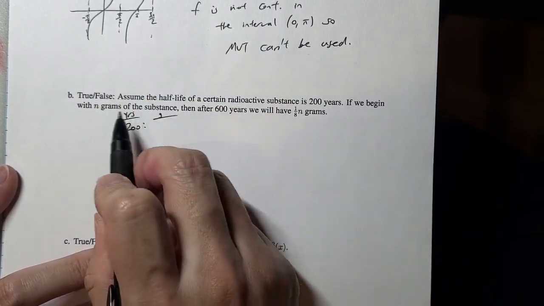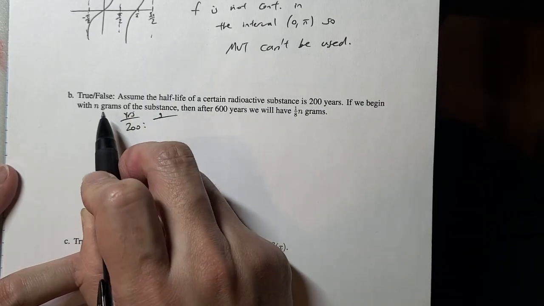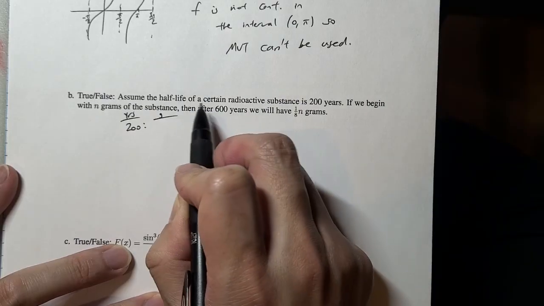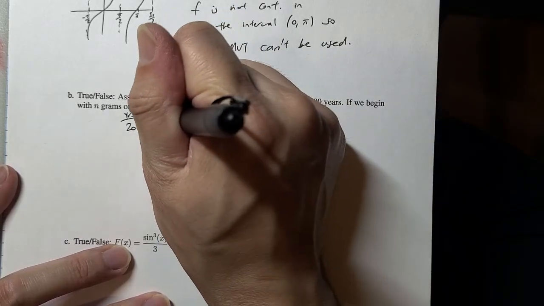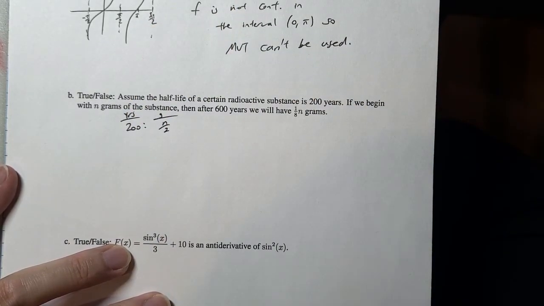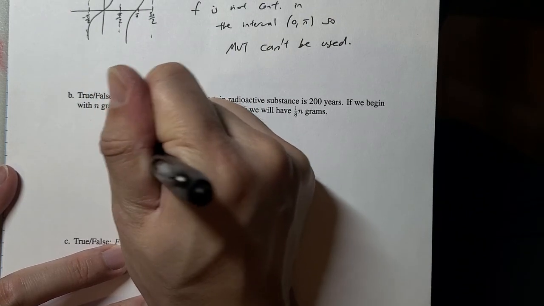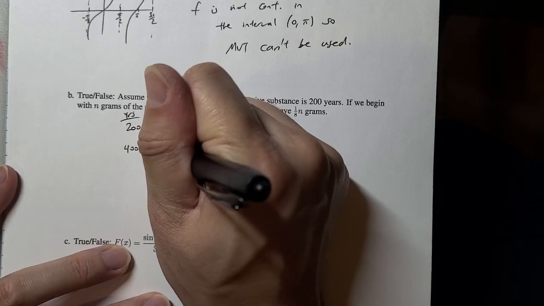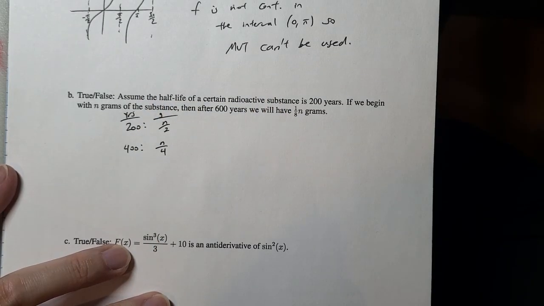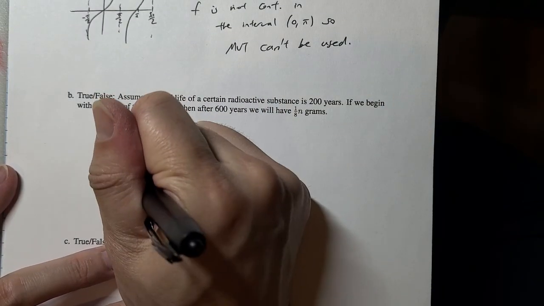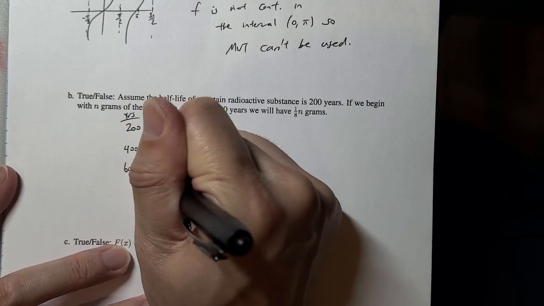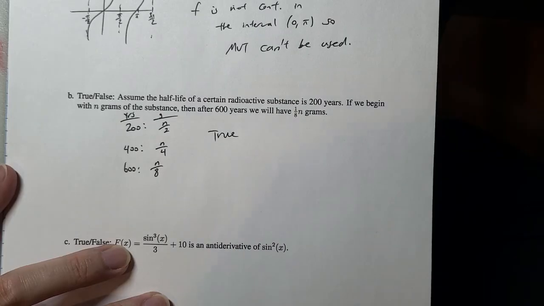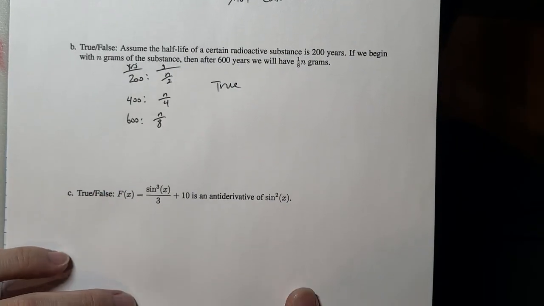So when we start at 0 years, we have n grams, right? If we begin, so 0 years, n grams. After 200 years, it will be n over 2, or half. That's half-life. So another 200 years, so 400, we get n over 4, another half. Half times half. So 600, it will half again, n over 8. So 1/8 true. Okay? That's one way to show it.